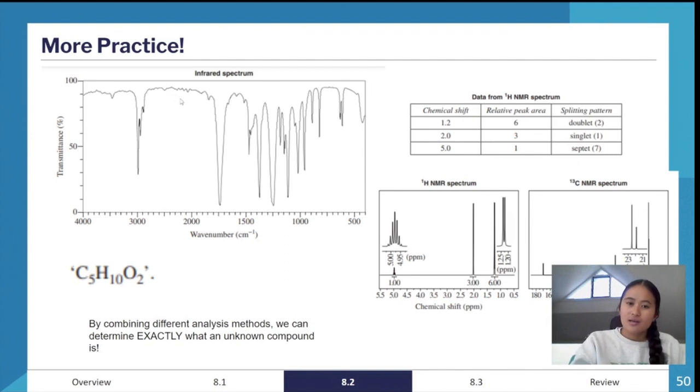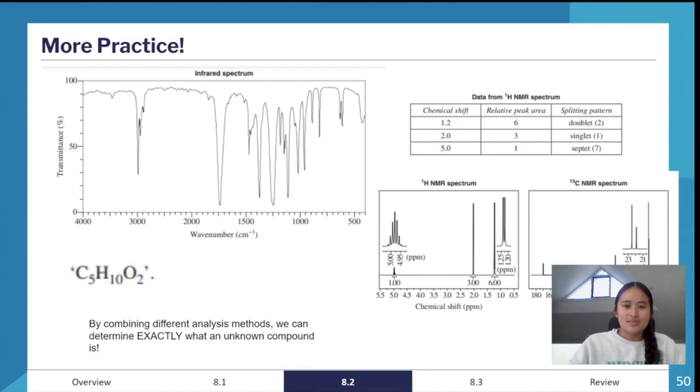Another way to confirm this is this peak right here. If we read the wavelength, it's about 1750. This corresponds with the C=O bond. This is in an ester, just as the C-O bond is, so it's an ester, almost certainly.